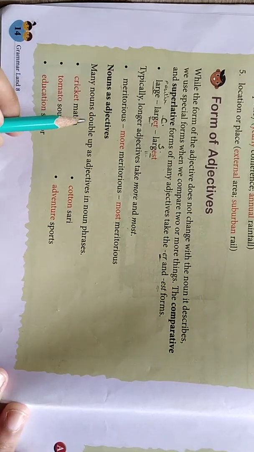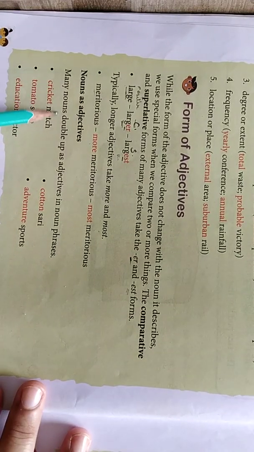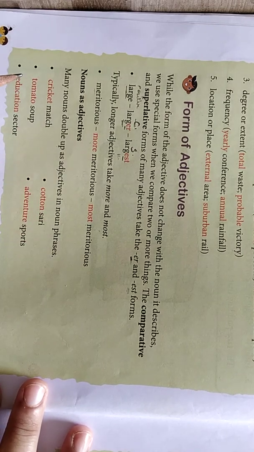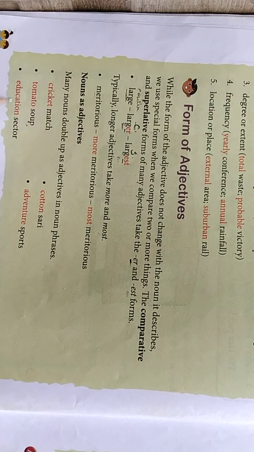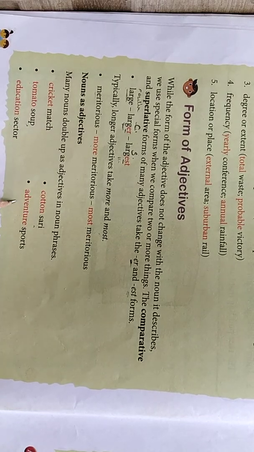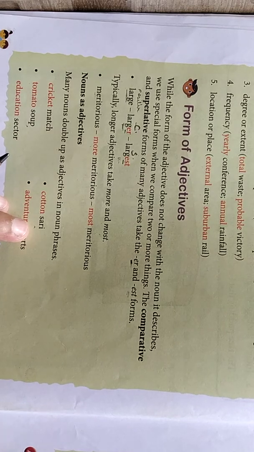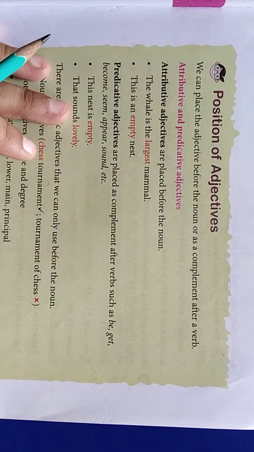Nouns as adjectives. Some nouns we can use as adjectives. Many nouns double up as adjectives in noun phrases. कुछ nouns ऐसे होते हैं जिन्हें हम double up करते हैं. Like cricket match, tomato soup, education sector, cotton sari, adventure spot. Now here is another topic, which is position of adjectives. Let's see. What is the position of adjectives?